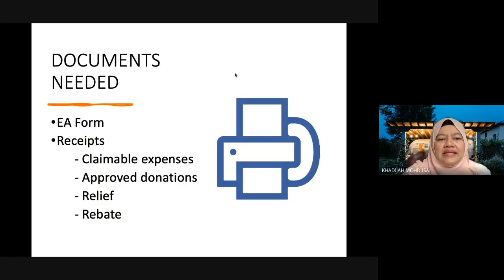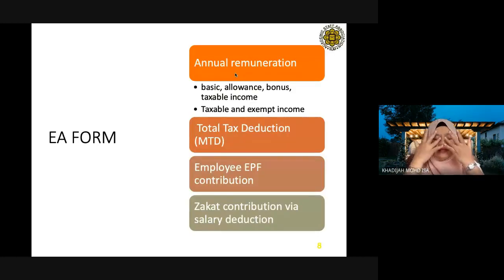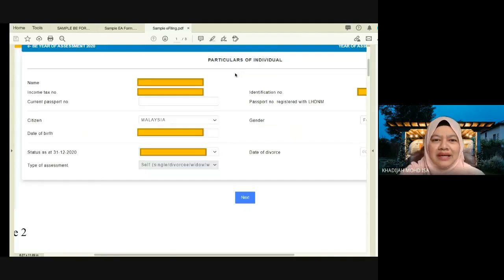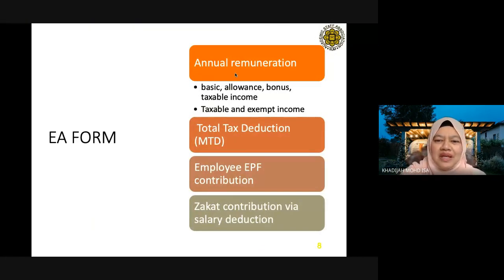Okay. So what is under the EA form? The EA form is the summary of the income issued by the employer. Normally the employer issues it somewhere in mid-January at the earliest, normally in February. In the case of UAE, normally February; if early, maybe the third week of January. So what is under the EA form? It's actually your annual remuneration, and I'll show you. You have the remuneration, you have MTD, employee EPF, and zakat.